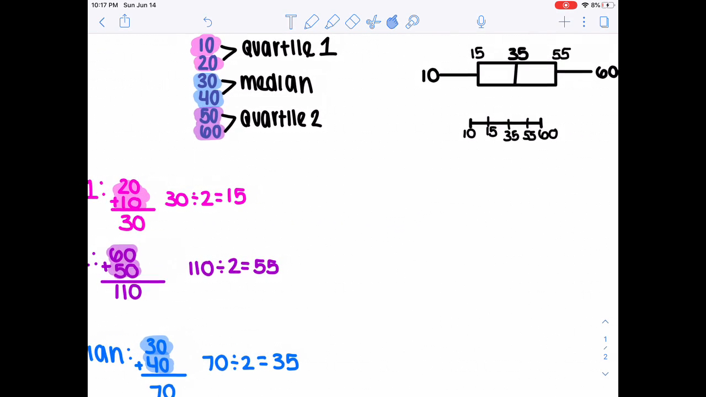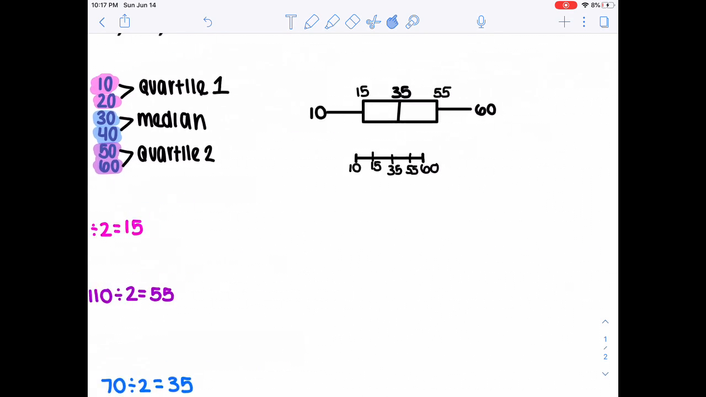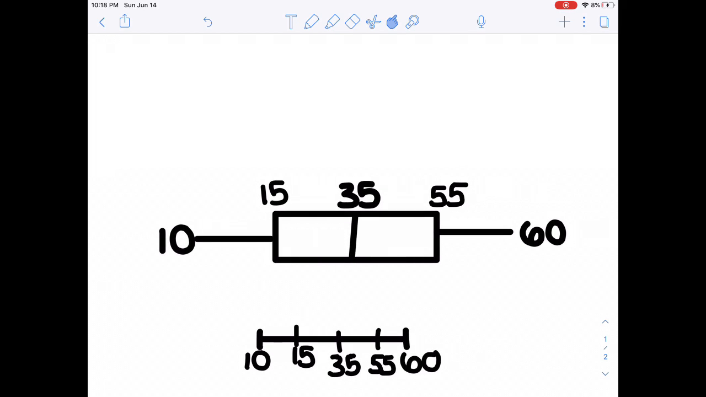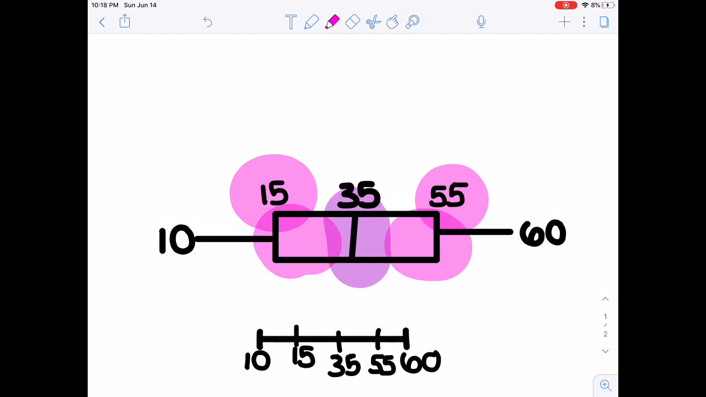After you have all of that done, you're going to make a box and whisker plot. Once you make your box and whisker plot, you're going to start with the number 10 and end with the number 60. Next, you're going to draw a line down the middle, which is the median, and that's 35. The first part of the box will represent 15, your first quartile, and the second part of the box represents 55, your second quartile.